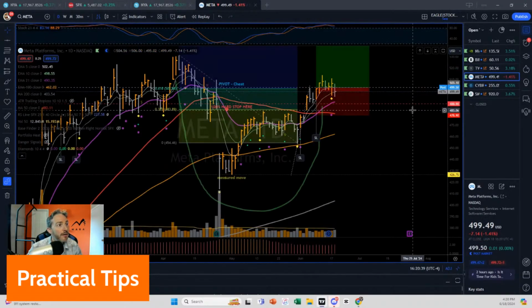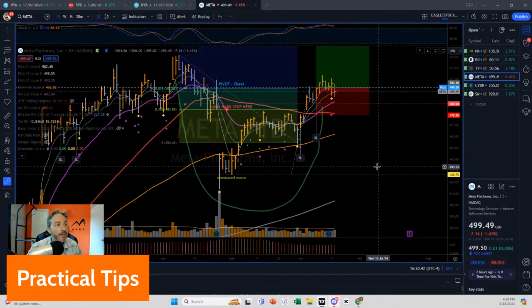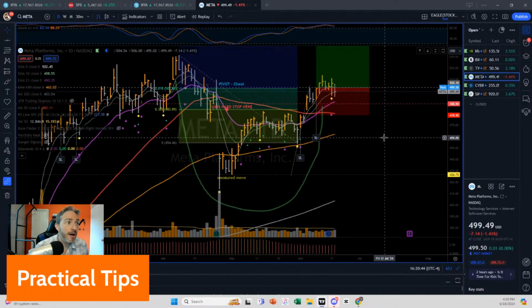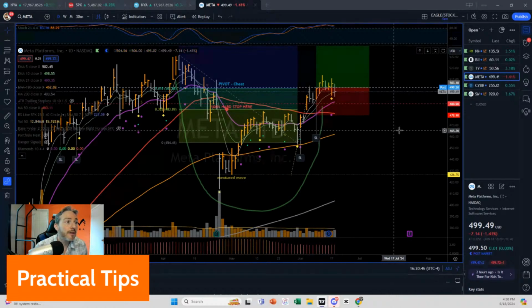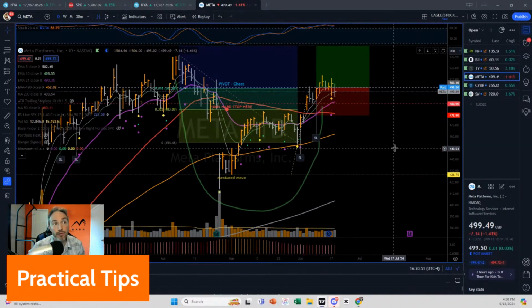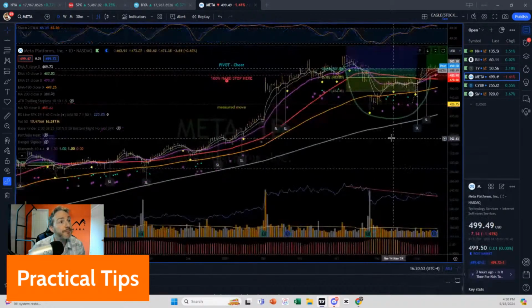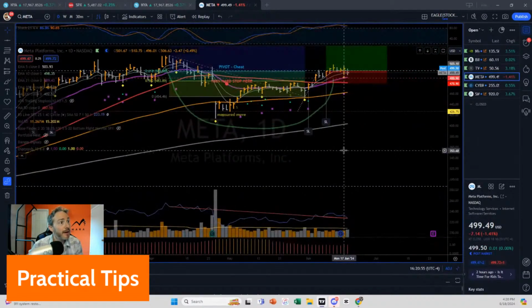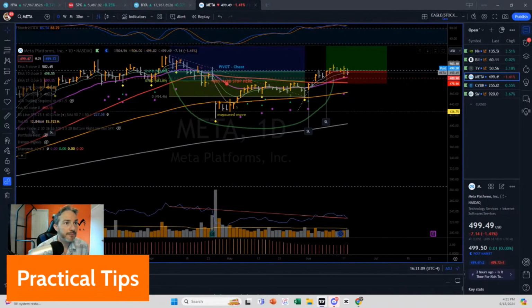Here's Meta. So far, Meta hasn't done that well. It broke out over here. It hasn't stopped me out. I've got my stop down here below the 21 period moving average. But it hasn't been great. Sometimes that happens. Sometimes it takes a little bit for some of these names to get going. But that's why we actively manage risk and we keep our risk very small. Still in this one, still in all of these.